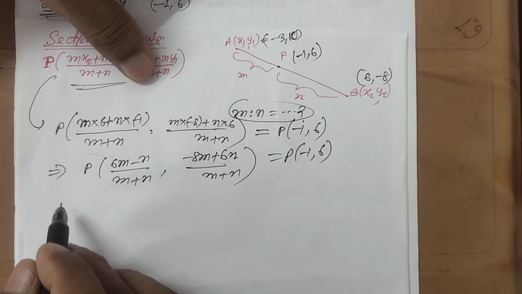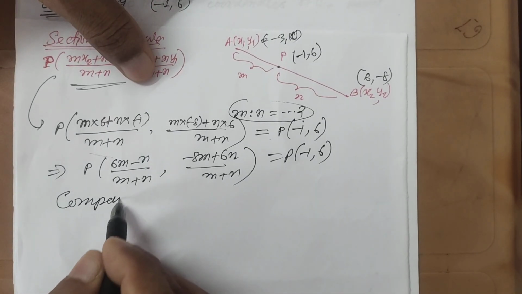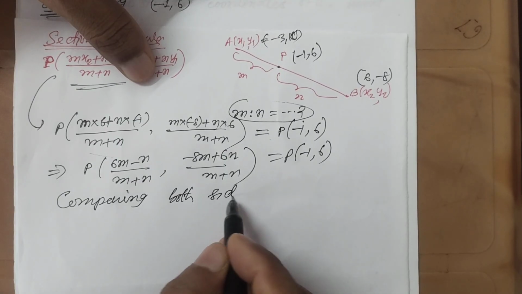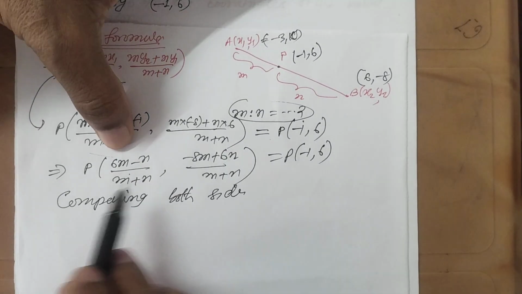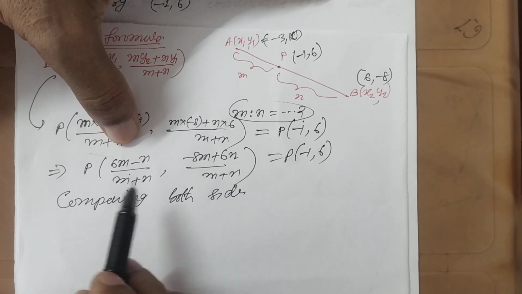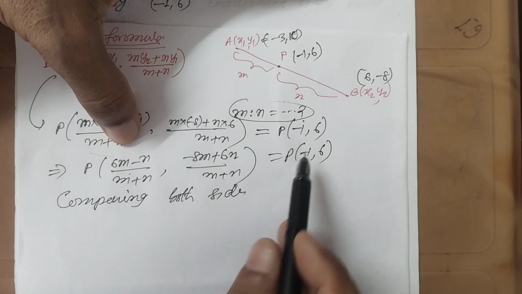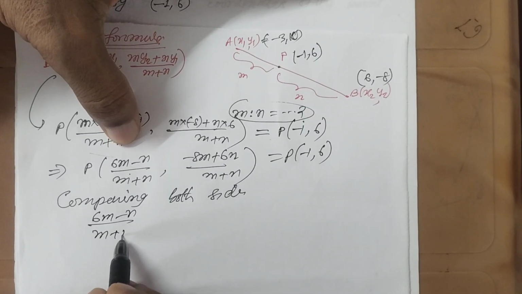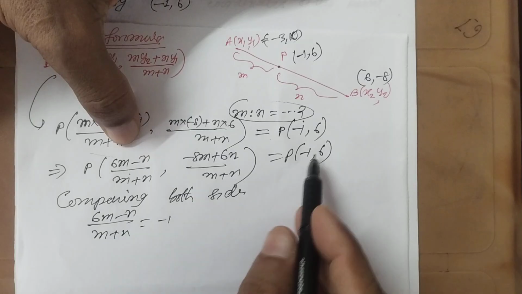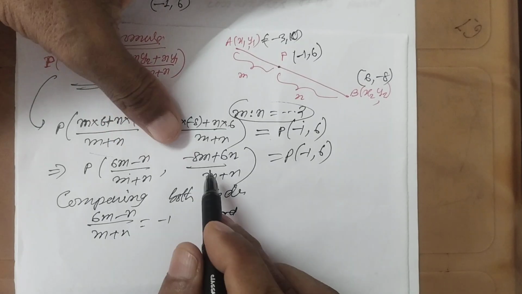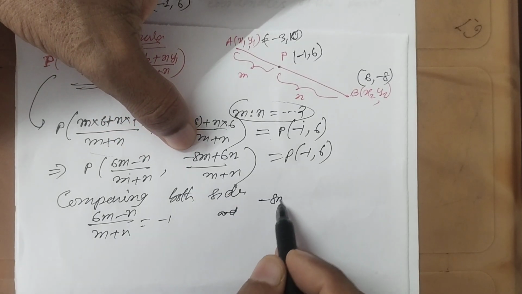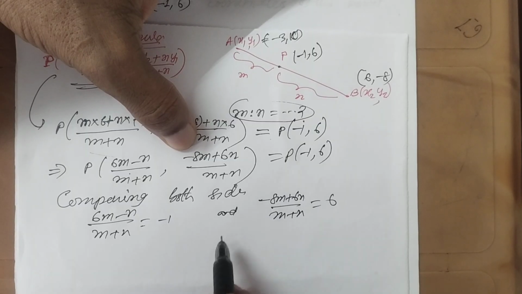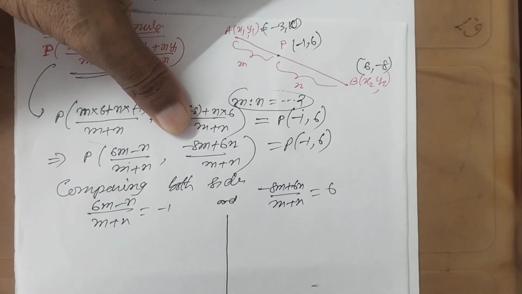Now comparing both sides of the equal sign, first equal to first. P is not taken, it is not an algebraic term. This first coordinate must be equal to the first coordinate. So (6m minus n) by m plus n must be equal to -1. First equal to first, and second must be equal to the second. So we will calculate and get the ratio m is to n.